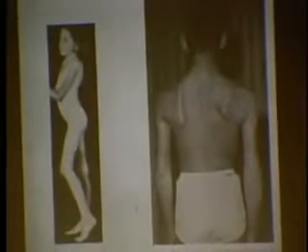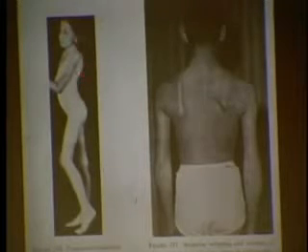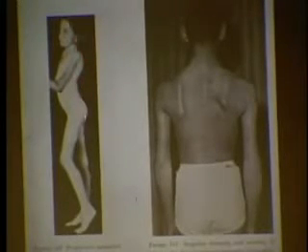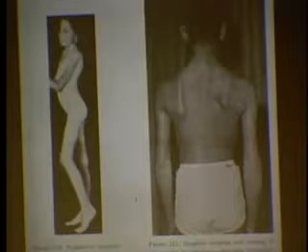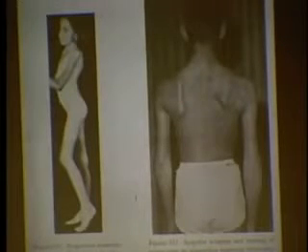What do we call this condition? Lordosis. What do we call this condition? Kyphosis. What do we call a lateral deviation? Scoliosis. Good. How many of you have scapulae that look like this or like this? Aren't you lucky? New slide.